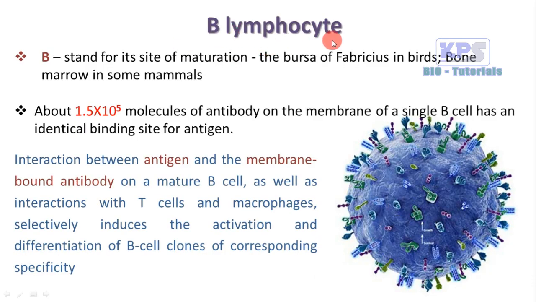Let us examine B lymphocytes. You are very familiar with the B and T lymphocytes. These are the two major types of lymphocytes. Now we can analyze B lymphocytes.